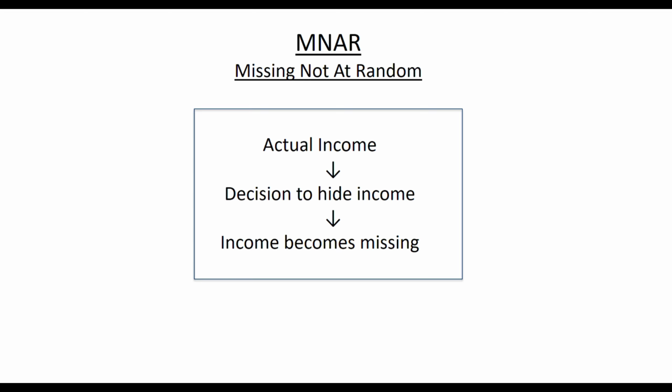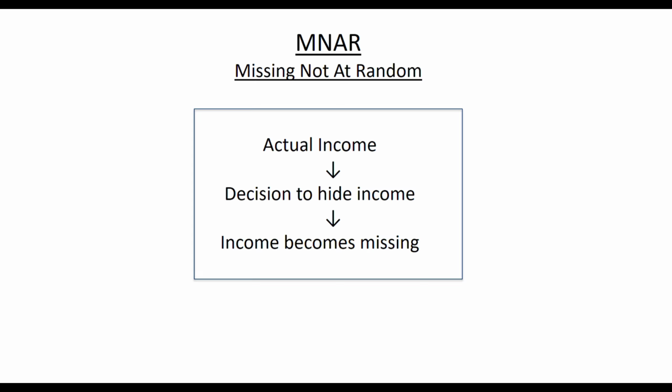This is the most difficult case. Here the reason the value is missing is related to the value itself or to some unobserved factor. For example, imagine that people with extremely high incomes are less likely to report their income. In this situation, the missingness of income is related to the actual income value, but the actual value is precisely what we don't know. So now we have a difficult situation. The missingness itself may contain information about the missing value.